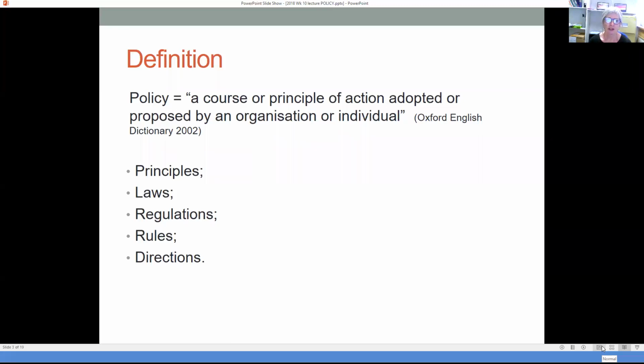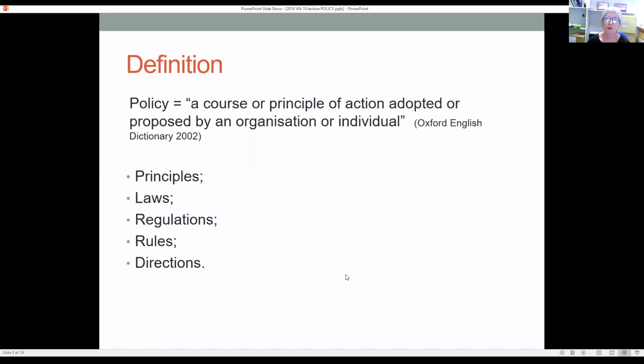So it's a bit hard to define sometimes, but this definition, of course, is a principle of action adopted or proposed by an organisation or an individual, or I might add a country or a state, and we talk about principles, laws, regulations, rules, directions. So it's not just about law, which some people think it is. Law is one form of policy and important, but there are others as listed here.